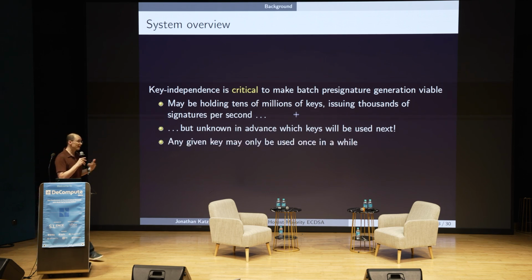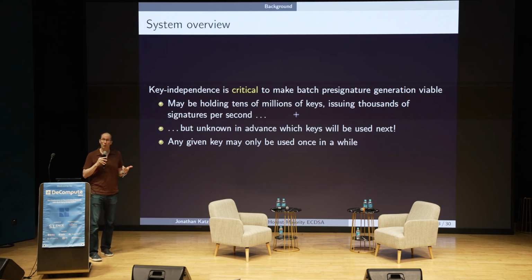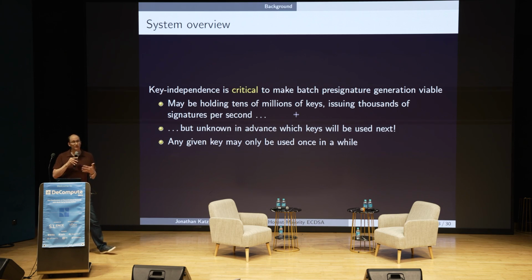And moreover, any given key may only be used very once in a while. So you're storing these tens of millions of keys, you're issuing, I don't know what it comes out to, some tens of thousands of signatures per day, but that means that any particular key may only be used once every 100 days. And so it wouldn't make sense, really, to generate a pre-signature for any particular key, and it would be rather expensive to generate sufficiently many pre-signatures for every key that your system is handling, right? That would involve, at the minimum, generating tens of millions of pre-signatures, one per key, and then most of those are never going to be used for the next year. Okay, so that would be very wasteful.